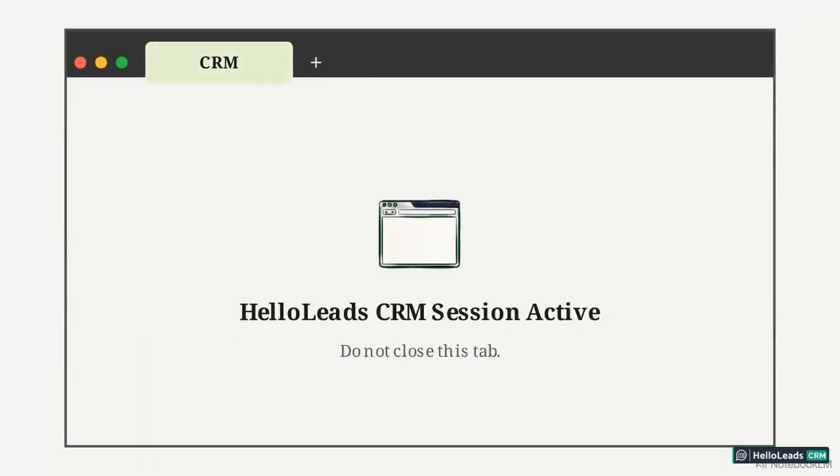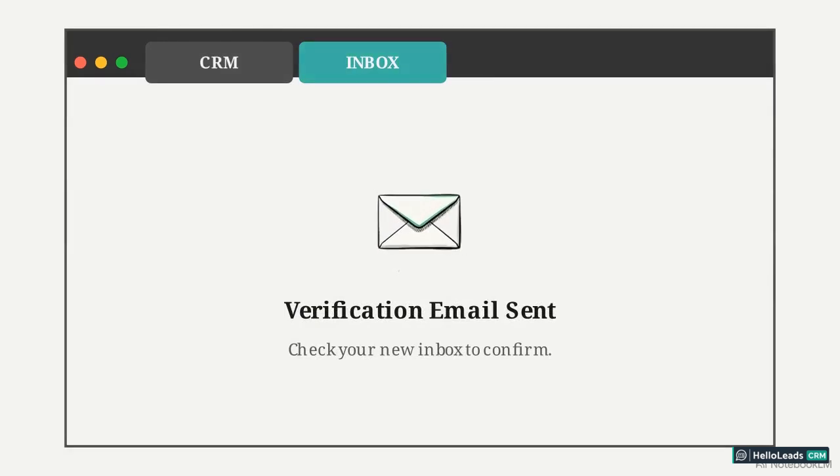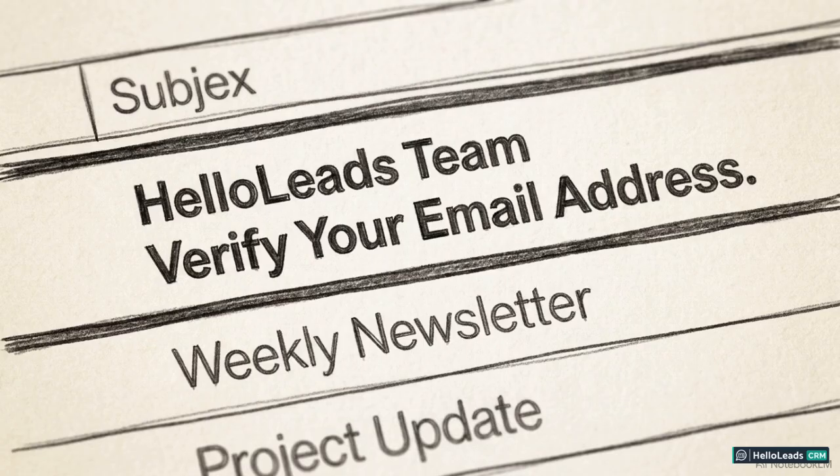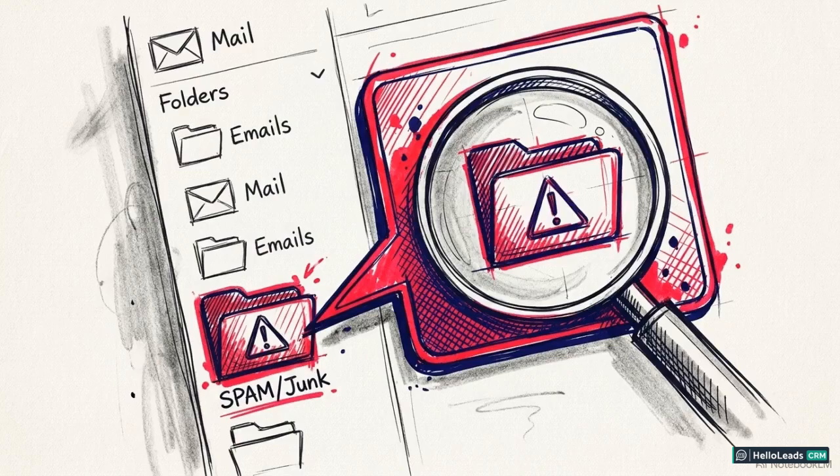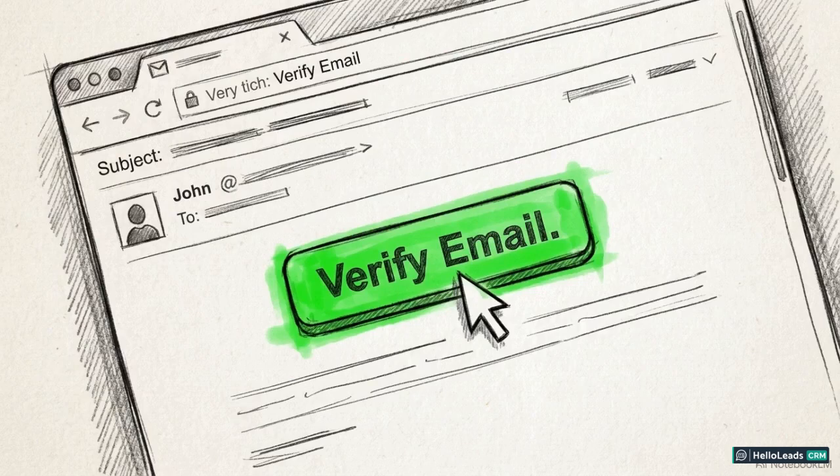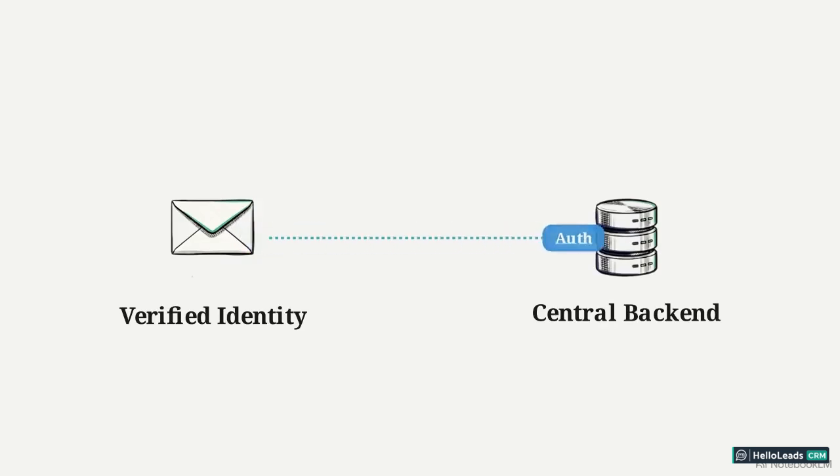Now, leave the CRM open in this tab and open a second tab to access the inbox of your new email address. Look for an automated verification email from the HelloLeads team. If the email doesn't appear in your main inbox within a minute, be sure to check your spam or junk folder. Once you find the message, open it and click the verification link. This step confirms that you have access to the new address and authorizes the system to finalize the change.